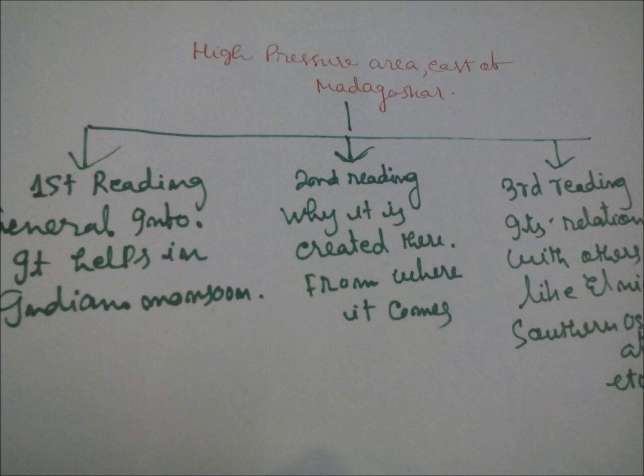In the second stage we have to see how this high pressure area helps in the Indian monsoon, why this high pressure area is created east of Madagascar, and from where the wind comes here. Then how this high pressure area is created in Madagascar and how it is related to the Indian monsoon. It is our duty to analyze in our second stage how this helps the Indian monsoon and why it is created in Madagascar and why it is not created in our Simla. Okay, this is the question and this is our exploration in our second stage.